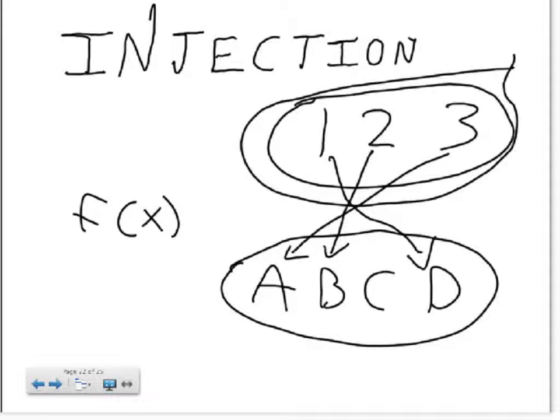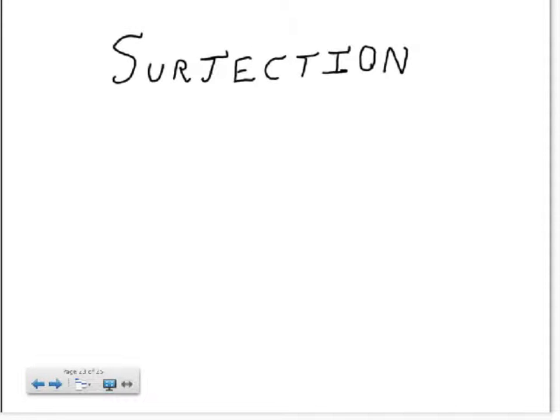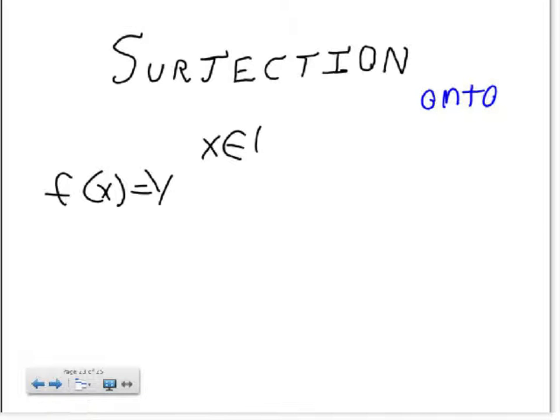And now the next type of function we'll talk about is a surjection. A function is surjective, also called onto, if every element in the codomain has an element in the domain that maps to it. For example, function f of x equals y, and let's say that x is all real numbers and y is all real numbers.